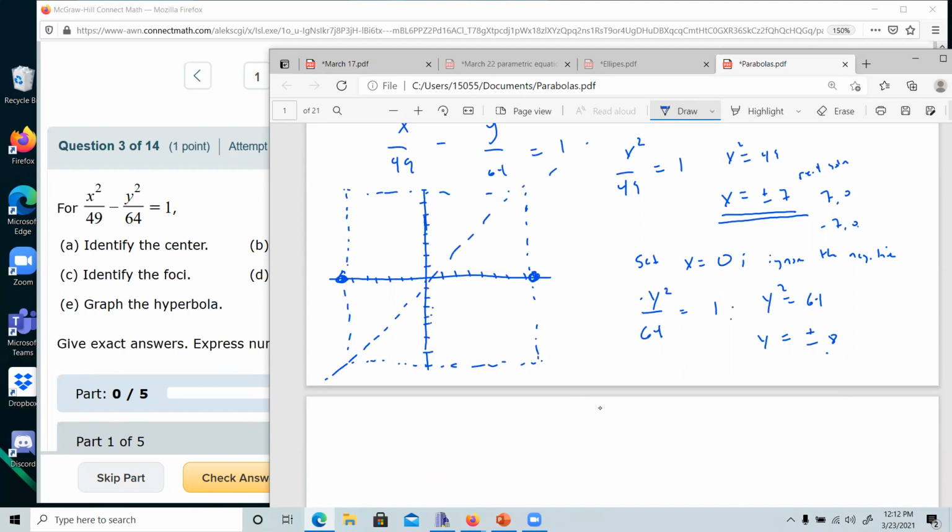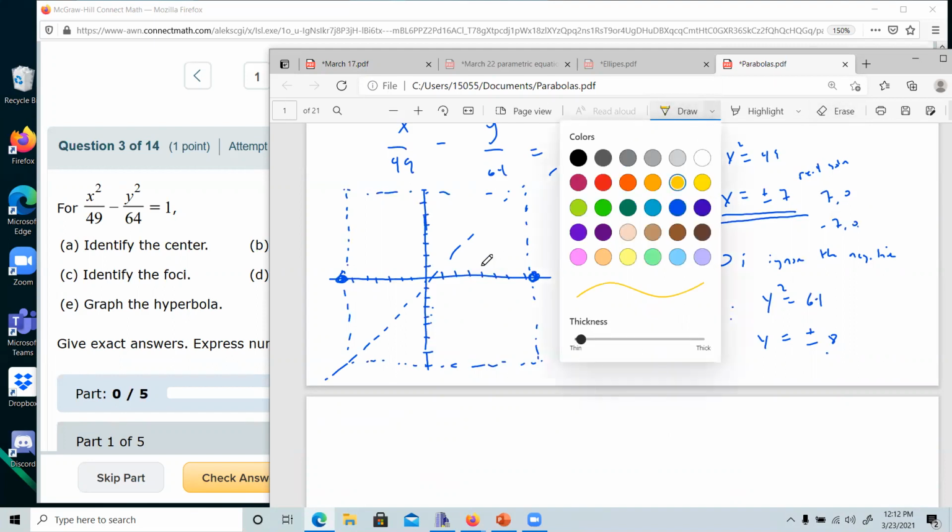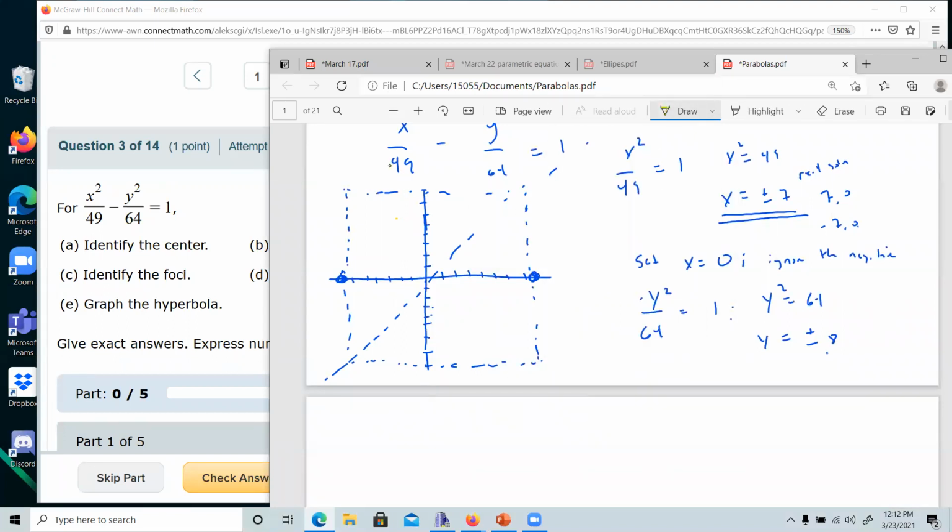I should have put these in a different color. It's not going to erase very well. Okay, let's go ahead and try it. Let me do a lighter color here. Not that light. That's good. So we're going to have asymptotes.